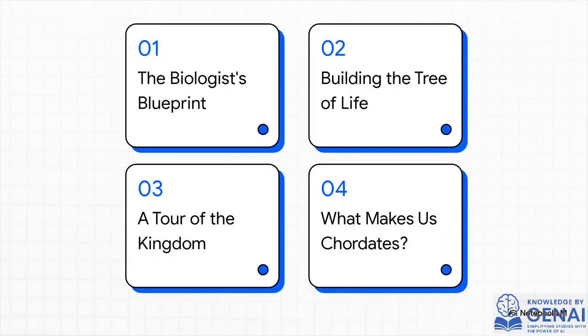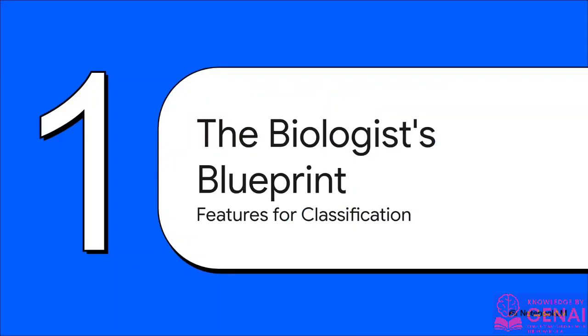Here's the game plan. First, we're going to look at the fundamental features biologists use, their blueprint, so to speak. Then we'll see how that blueprint actually builds the tree of life. After that, we'll take a quick tour of some major animal groups, and to wrap it all up, we'll figure out exactly where we humans fit into this grand scheme. Okay, let's dive into our first section, the biologist's blueprint.